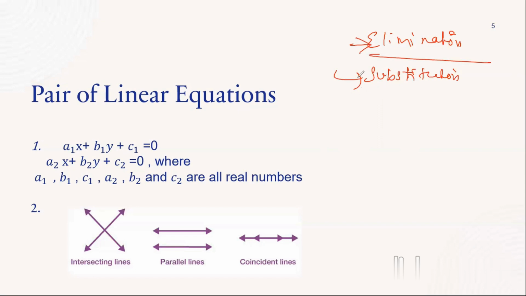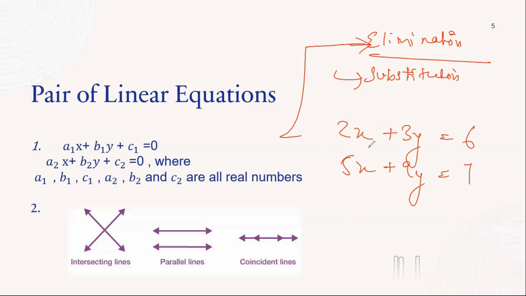In the elimination method, you have to eliminate either one variable, either x or y, by making their coefficients the same. Suppose there are two equations, 2x plus 3y is equal to 6 and 5x plus 9y is equal to 7. You have to solve these equations. If you are using the elimination method, you have to make the coefficients of either x or y the same.